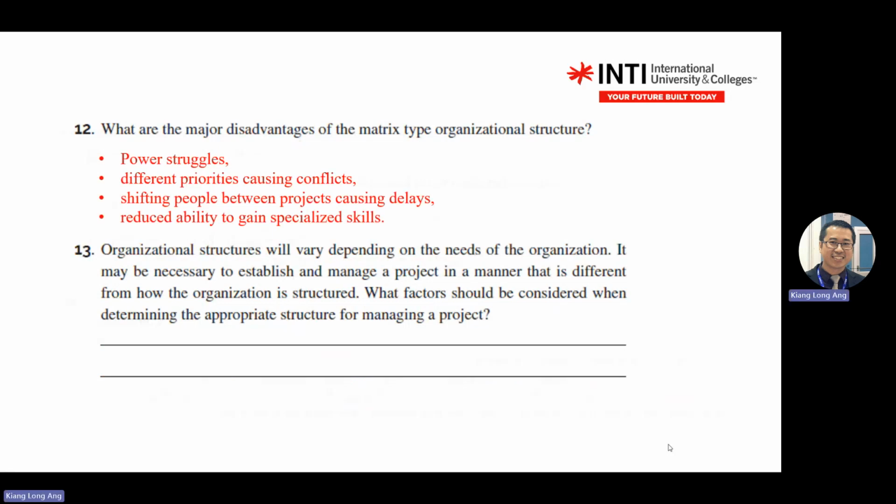Okay, 13. Organization structure may vary. What factors should be considered when determining the appropriate structure for managing projects? So this one also has a slide, how you choose your organization chart. So the first one is what? What is your guess? Akil? Yeah. 13, try to guess what your answer is. What factor to consider when you choose which type of project structure here? How do you choose this one, and this one?